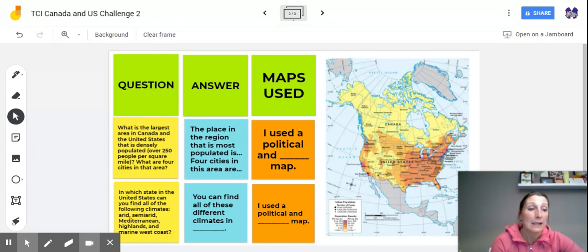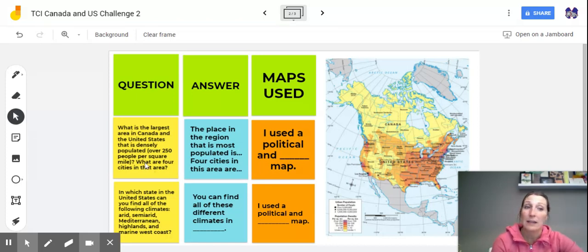When I'm ready to answer this question, I'm going to start using this prompt. The place in the region that is most populated is, you fill in the blank. I see some purple here on the West Coast. I see some purple here on Lake Michigan, but I see some purple here on the East Coast. I'm looking, though, for the largest area that is 250 or more people per square mile. So fill in the blank.